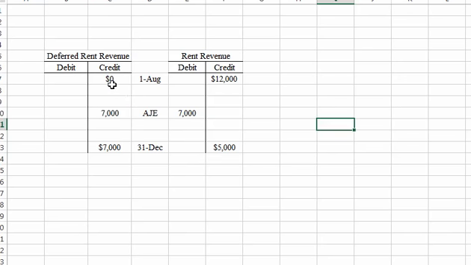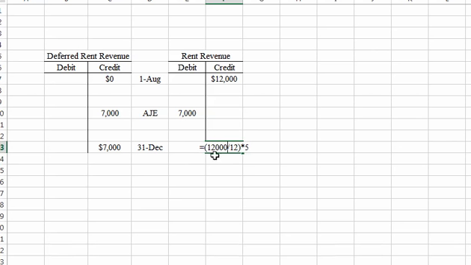Deferred rent revenue on August 1st had a zero balance. This balance should have been $12,000, right? But that's not what happened. We credited the wrong account, rent revenue. So on August 1st, deferred rent revenue had a zero balance, and rent revenue had a $12,000 balance. Both of those were incorrect. We know, though, at December 31st, the balance in rent revenue should be $5,000, equal to the amount of rent we've earned from August 1st to December 31st.